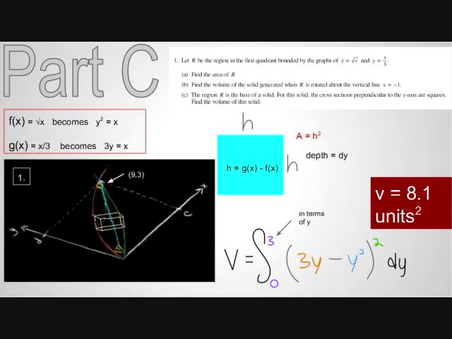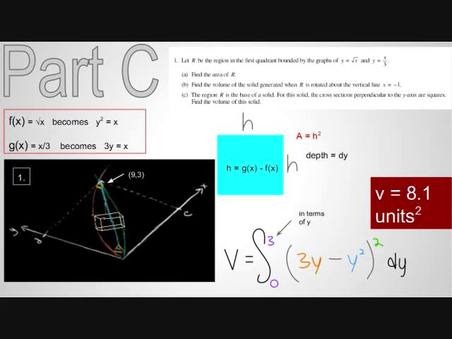And h equals g of x minus f of x because that's the difference between our two functions, the red and the green line. The depth of the actual cube, which is what it shows in the picture, is dy, and that's just some very small number.